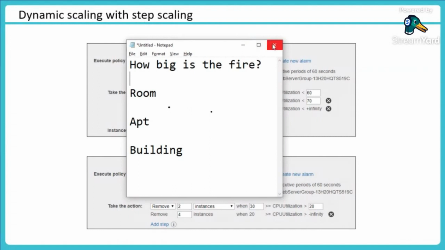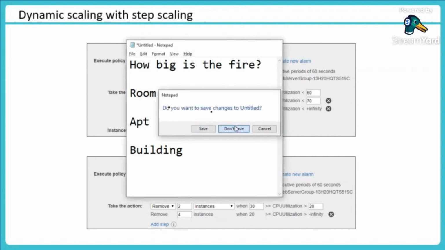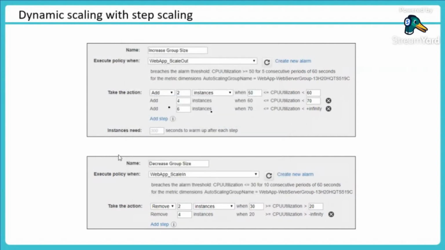Let me explain this information here in this format. See this one. What I am seeing here is step scaling. So I say if my CPU utilization goes from 50 to 60, add 2 instances. If this goes from 60 to 70, add 4 instances. And if it goes beyond 70, it means I have a bigger breach. I want more instances to be added in this particular case. So the bigger the breach, the more instances have to be added, and that is also possible through step scaling.